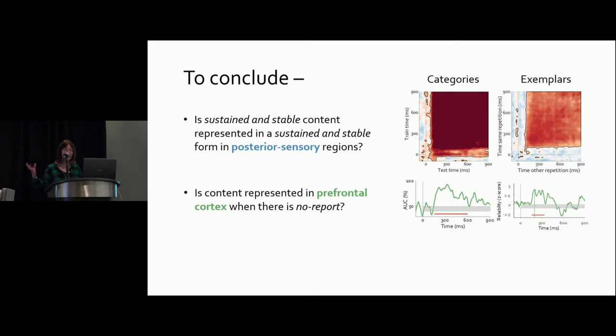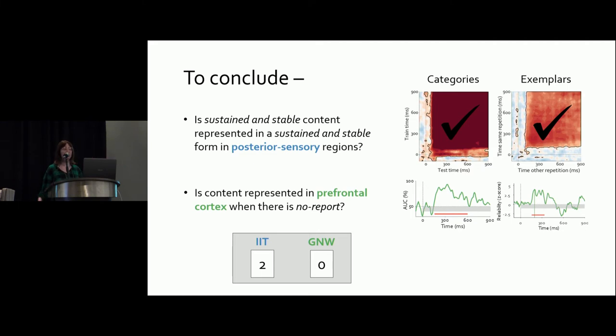Now, importantly, thanks to the Cogitate Consortium, we can map this really nicely to the predictions of two main theories of consciousness, IIT and GNW, so we can actually set up a scoreboard. IIT predicted that we'll find sustained and stable representation in the posterior hot zone, which we said also includes sensory regions, including VT, so we can mark that for both the category representation and exemplar representation. So we have 2 points for IIT. GNW predicted that we will have representation of visual content in prefrontal cortex, even when there's no report. And again, we found that both for category information and for exemplar information. So 2 points for GNW.